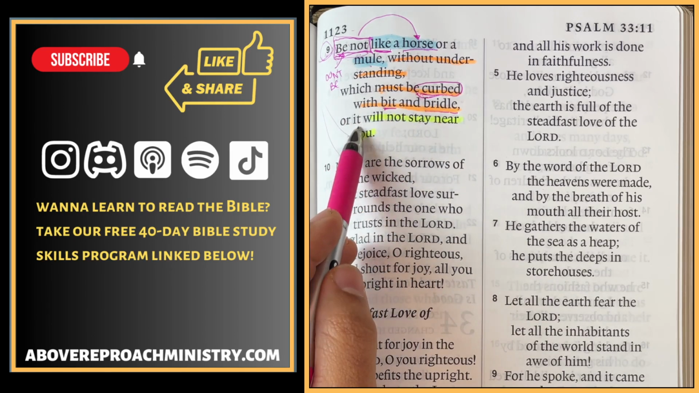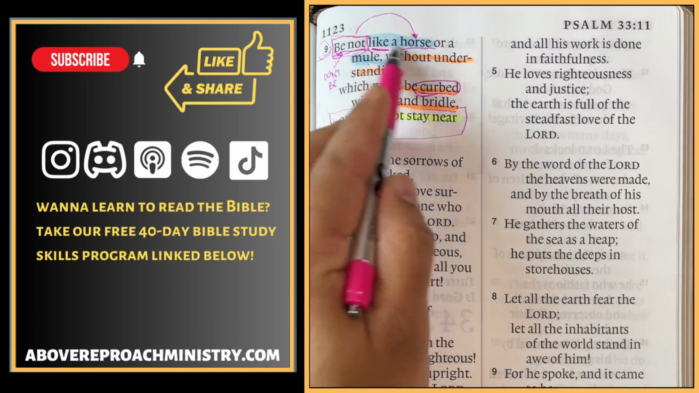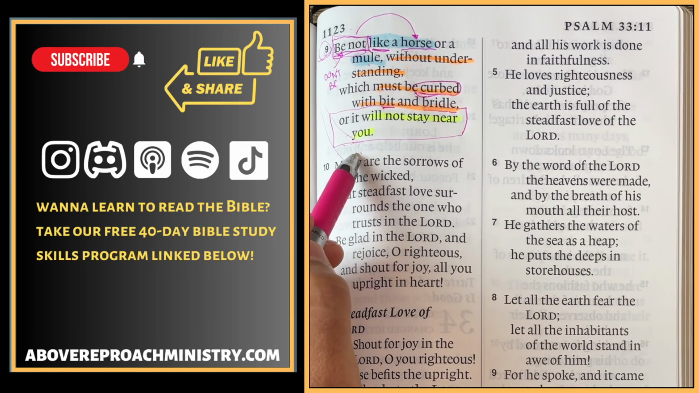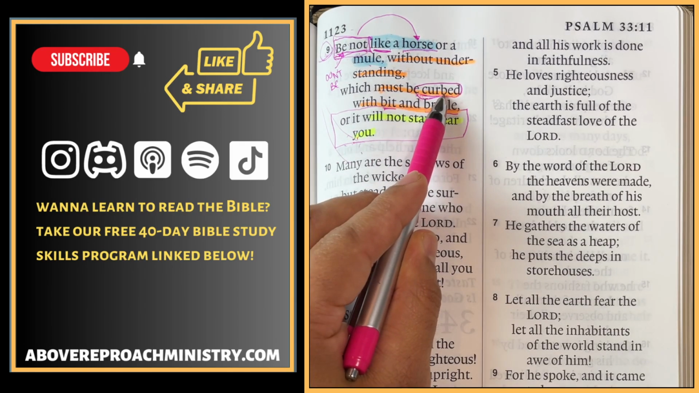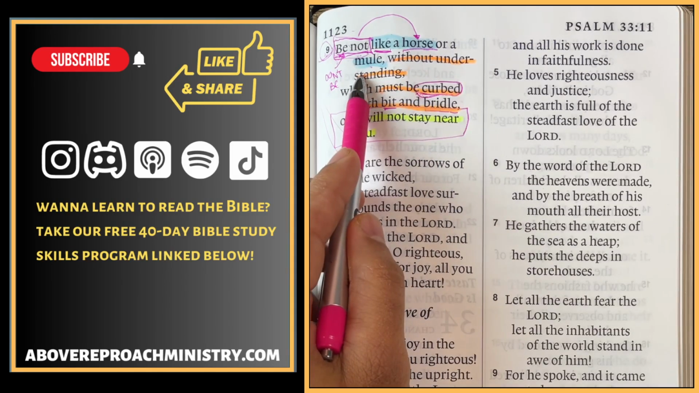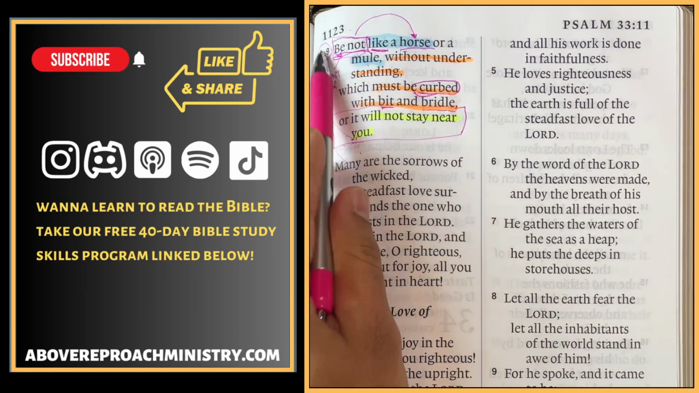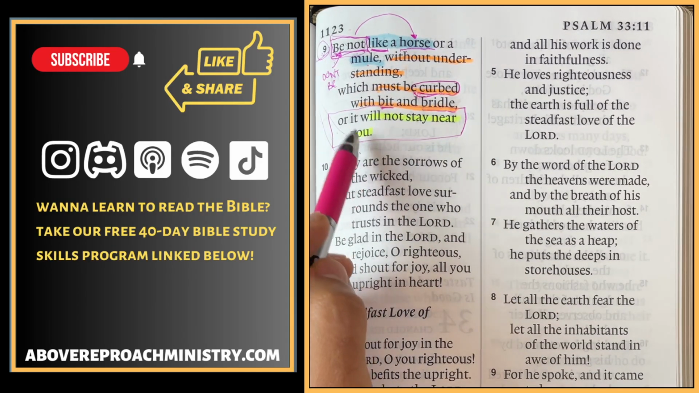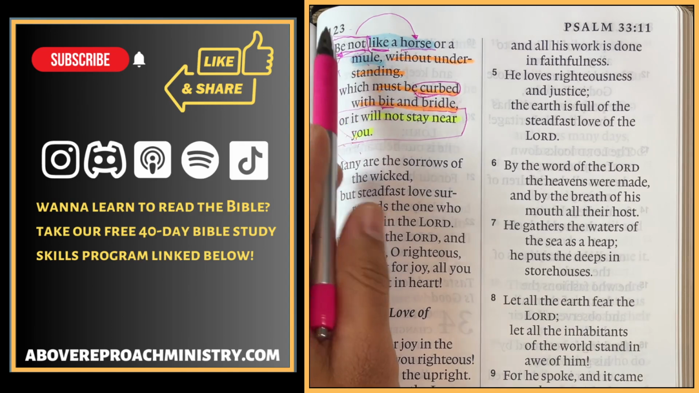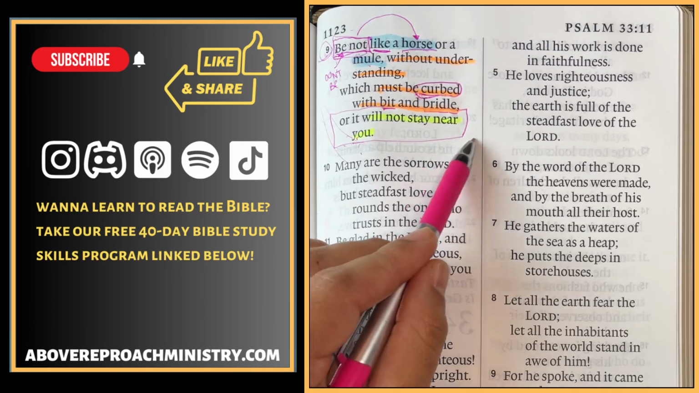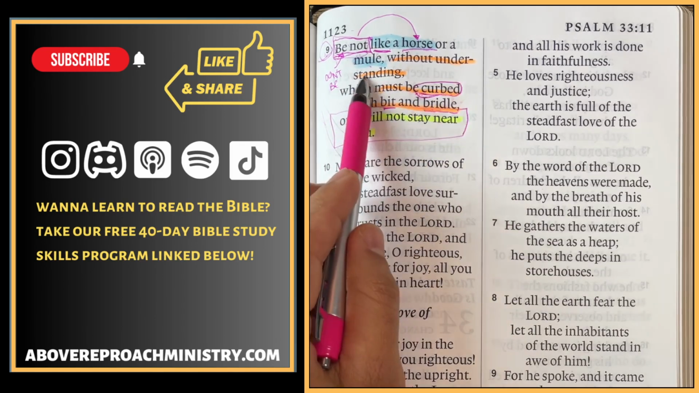Let's just go on. Or it will not stay near you. This is the real issue. A horse or mule instinctively won't stay near to you unless they're curbed. And you go, why? Because they lack understanding, okay? So this is the main comparison being drawn between a horse and a mule and the person you're not supposed to be like. So when he says, let me correct you, let me teach you, let me counsel you, David says, hey, when I do, don't be like a horse or mule where you won't stay near unless there's a bit and bridle and curbing involved because you lack understanding.